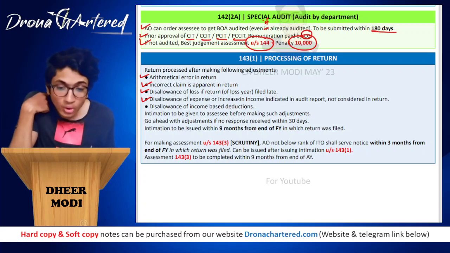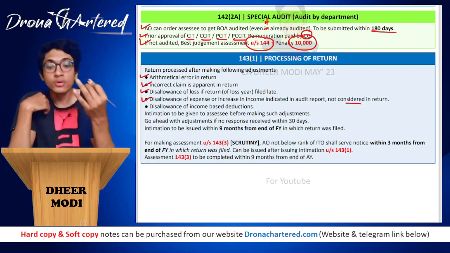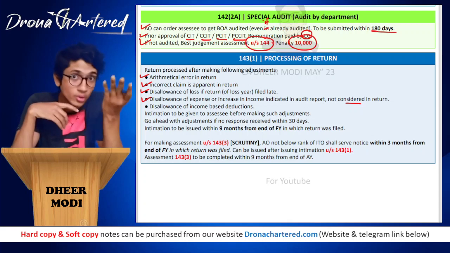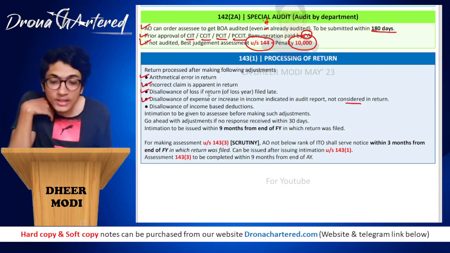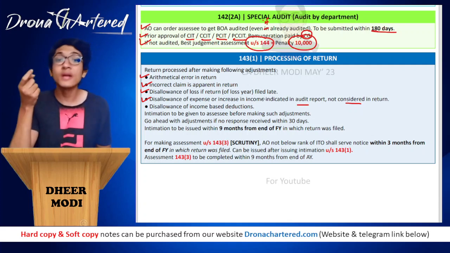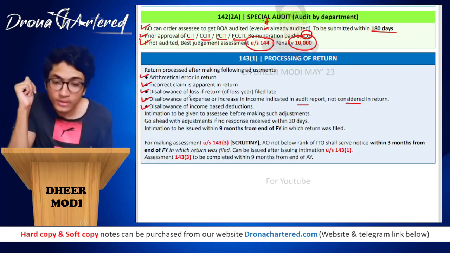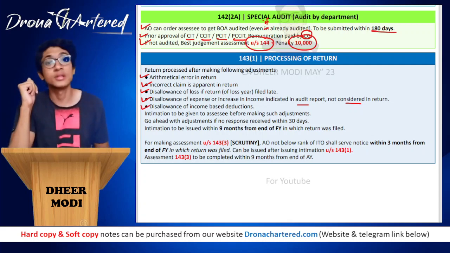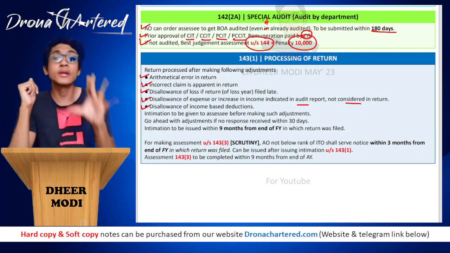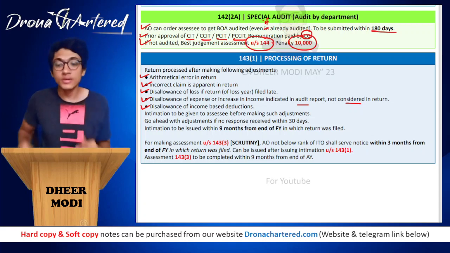Disallowance of expense or increase in income indicated in audit report not considered in return. If your audit report has disallowed any expenditure, of course your income will increase. So if there is a disallowance of expense or increase in income shown in your audit report, but while filing the return you have not considered it, that will also be prompted. And last is disallowance of income based deductions. If there are any income based deductions which have been disallowed, those also. So all of these come under section 143.1. If there are any of these issues, your 143.1 notice will be issued.